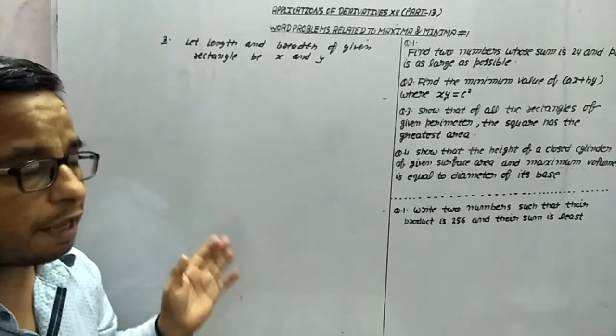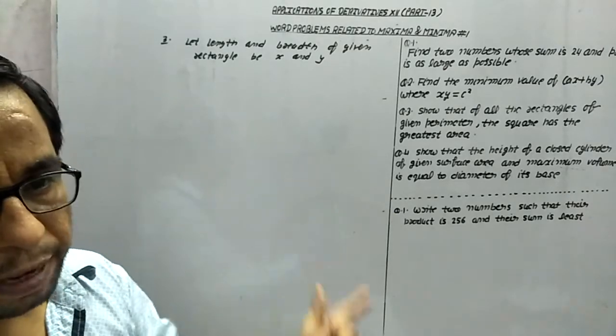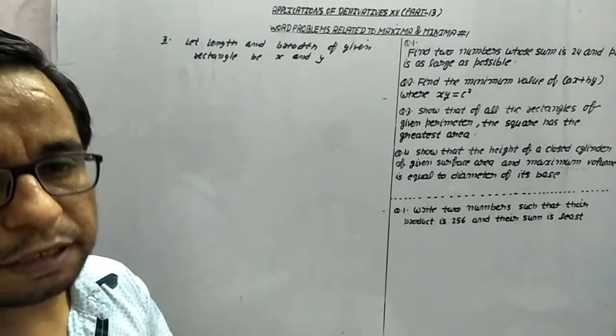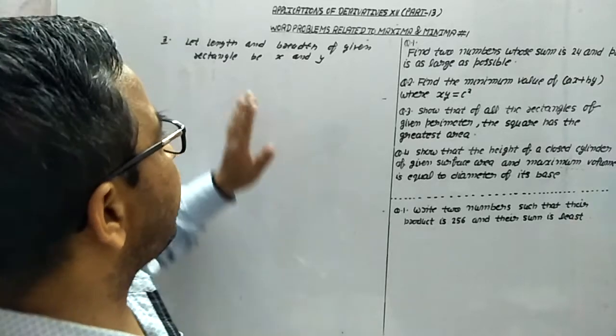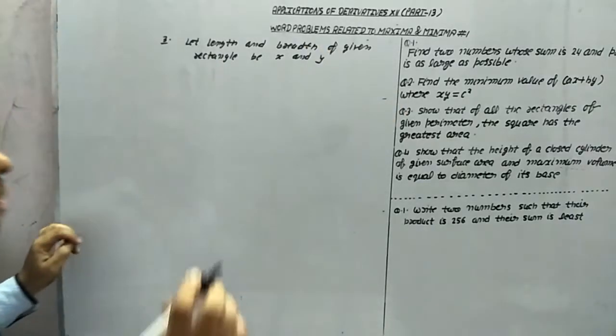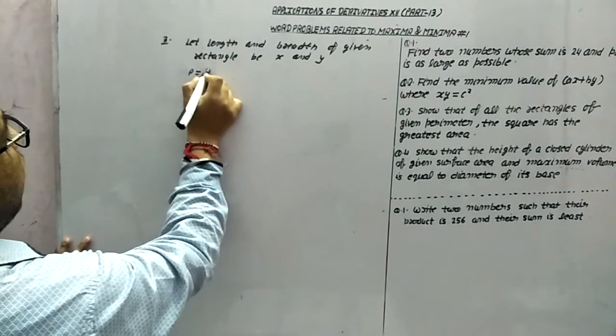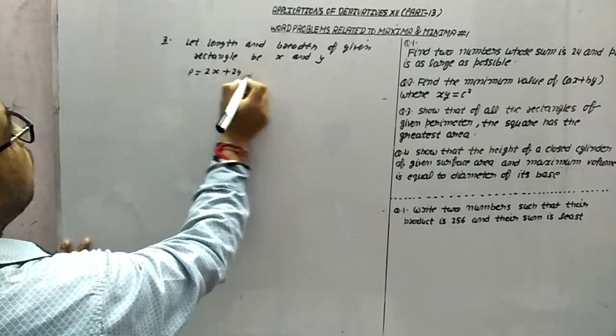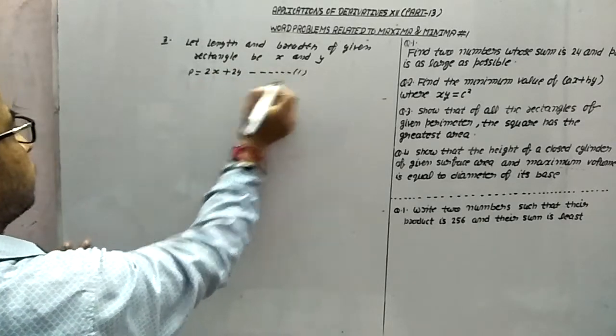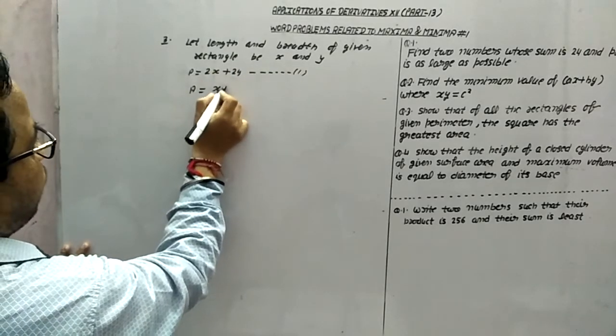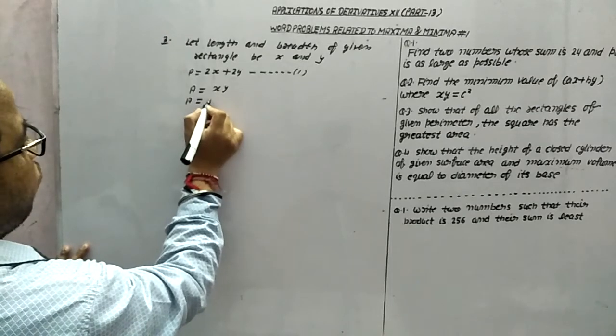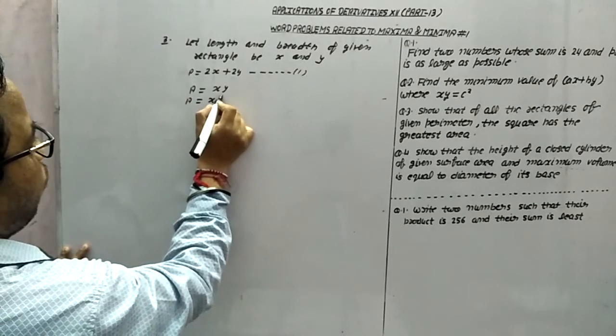It means we will take the area and prove it is maximum, and in that case it is a square. It means we will prove that x is equal to y. Now the perimeter is given: the perimeter is 2x plus 2y. This is equation number 1. Regarding area, let us suppose it is xy. We convert it into one variable x by substituting the value of y.